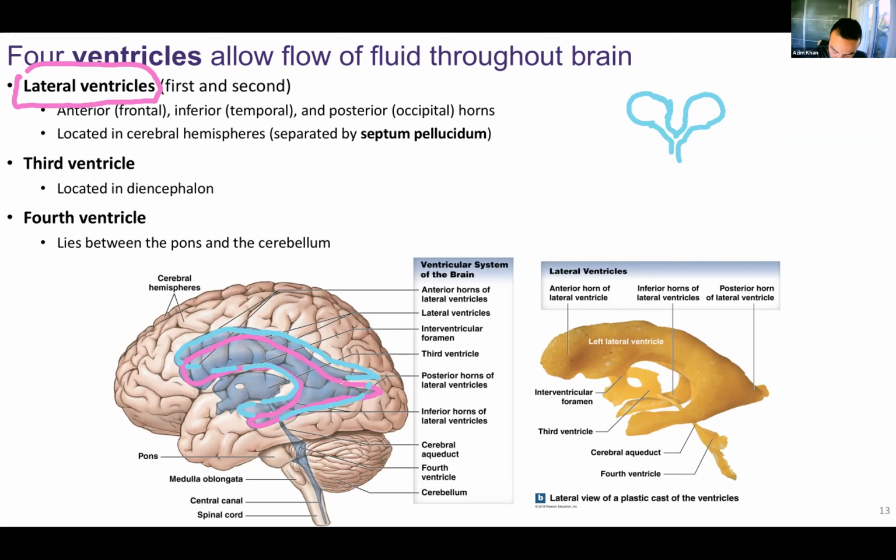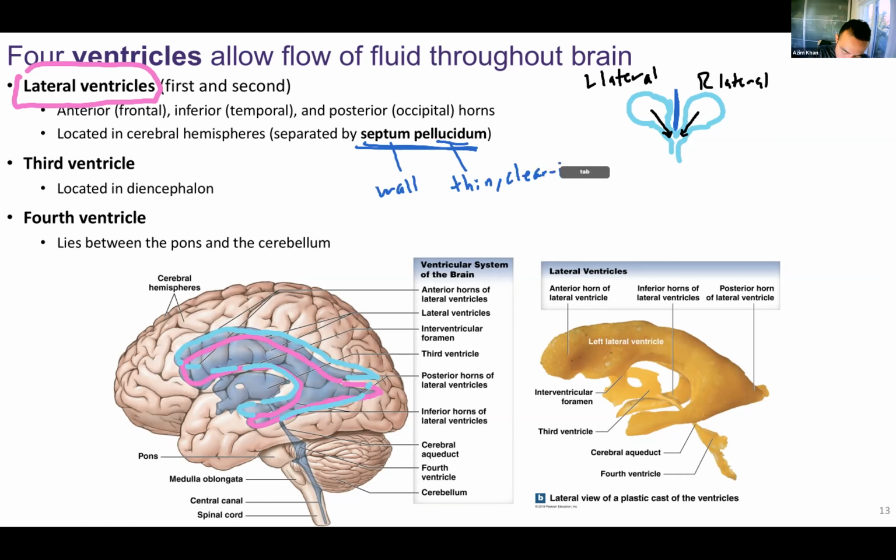We'll call this the right lateral ventricle, the left lateral, if we're looking from a posterior view. They are connected this way, but there is a separation between the 2 right here. That separation is known as the septum pellucidum. Septum means wall. Pellucidum, lucid. Lucid means clear. It's a thin, clearish wall.